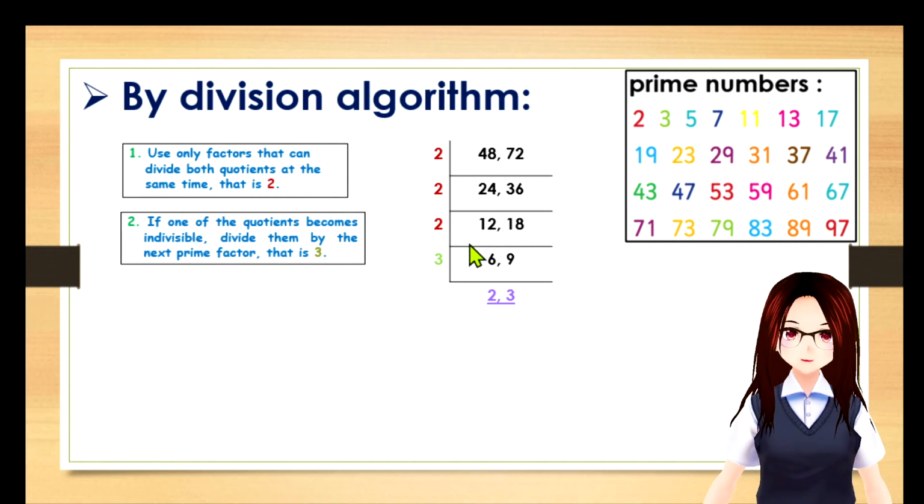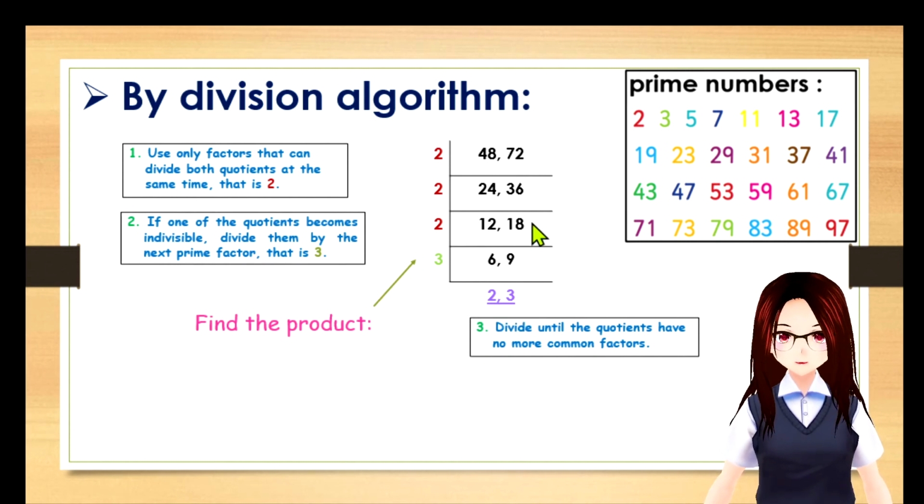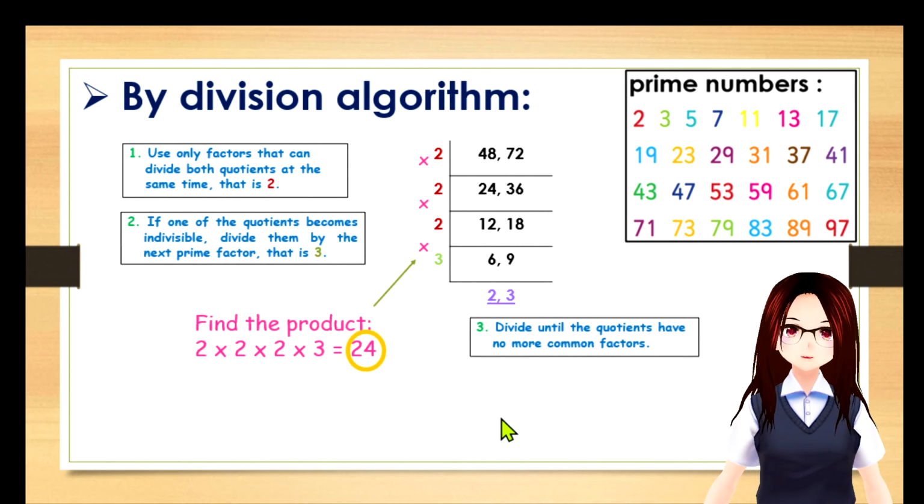Okay, so now we cannot divide it by 2, so we divide them by the next prime factor, that is 3. So 6 divided by 3 equals 2, and 9 divided by 3 equals 3. We divide until the quotients have no more common factors. So for 2 and 3, there are no more common factors. So now let's find the product of these numbers. 2 times 2 times 2 times 2 equals 24. So 24 is your highest common factor.